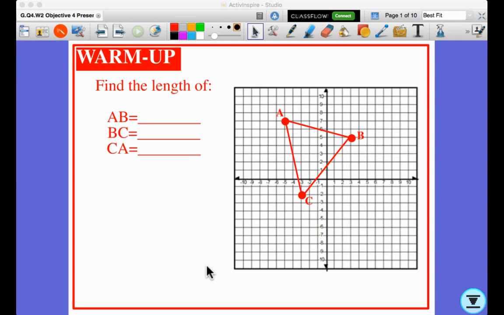If you remember, in our last lesson, we did midpoint and the distance formula. So we are going to be applying some of that stuff to today's lesson. We're going to be building on those skills.